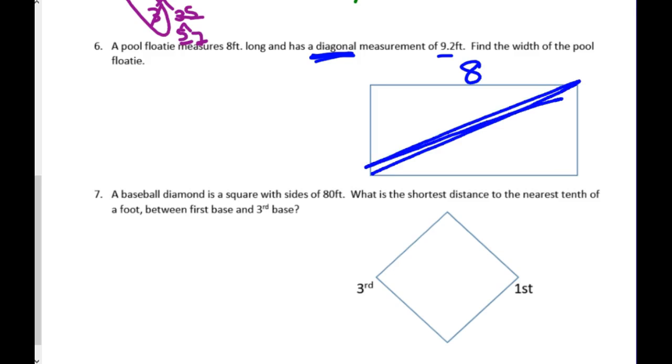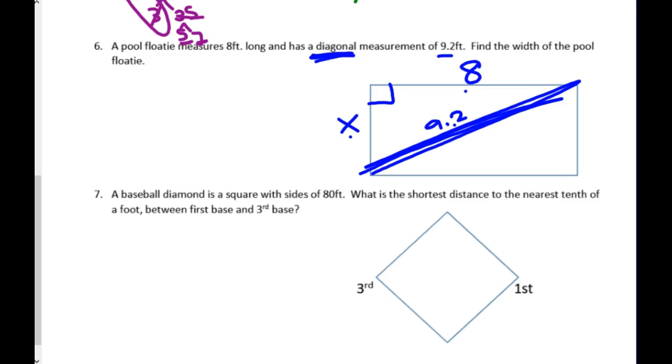Y'all know what a diagonal is? Like this? 9.2. And it says find the width. Put an X there. That's just like number 2 on the front. Okay? It's a Pythagorean Theorem problem. A squared plus b squared equals c squared. Could you do Pythagorean Theorem?